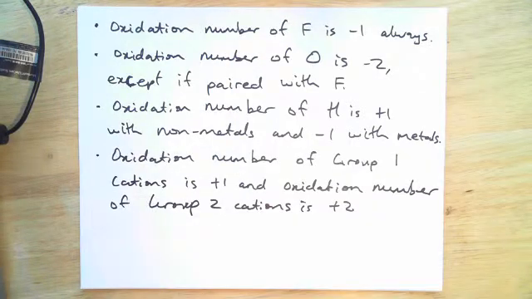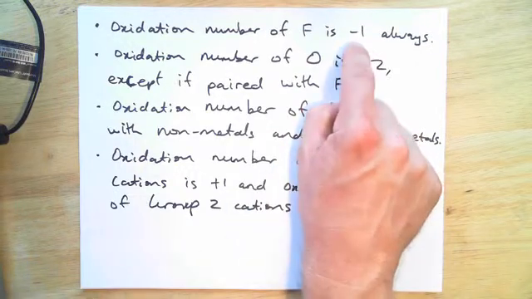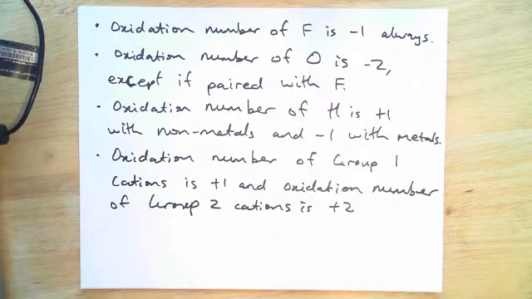So the oxidation number of fluorine is always -1. The oxidation number of oxygen is -2, except if it's paired with fluorine. Because fluorine's more electronegative, so it gets its way. It determines what oxidation number it's going to have, in this case -1, and so the less electronegative atoms have to have an oxidation number different than what they normally would.